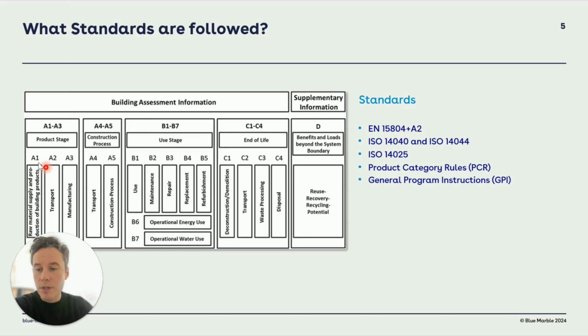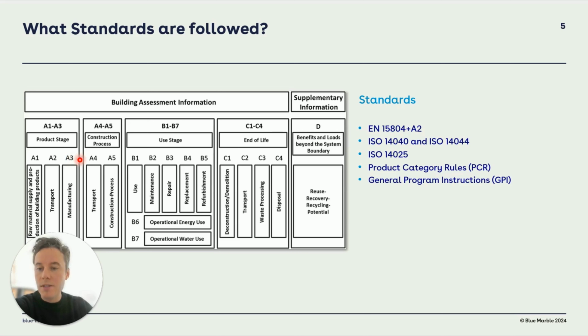The first one being module A1, which is the raw materials, then the transportation of those raw materials to a place of manufacturing, the manufacturing process, which obviously uses energy, may use water, there may be process direct emissions, there may be ancillary materials, so materials that don't go in the product but are involved in the manufacturing process. That is what's known as cradle to gate.